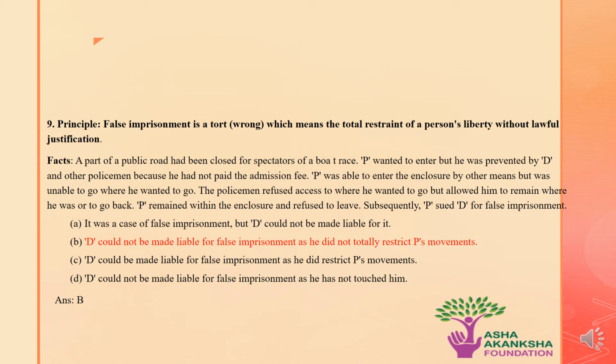The options are A. It was a case of false imprisonment, but D could not be made liable for it. B. D could not be made liable for the false imprisonment as he did not totally restrain P's movement. C. D could be made liable for the false imprisonment as he did restrict P's movement. Or D. D could not be made liable for the false imprisonment as he has not touched him. The correct answer to this question is option B. That is, D could not be made liable for the false imprisonment as he did not totally restrain P's movement.